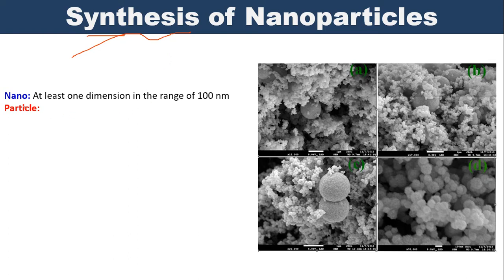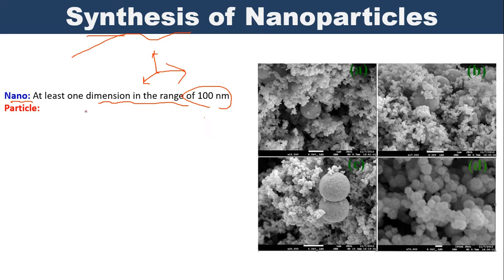So now let's see what nanoparticles are. We know nano is a word used for very small objects. It means that when you make something like nanoparticles or nanorods or any kind of material whose one dimension is at least in the range of 100 nanometers. For example, we are working in 3 dimensions, x, y, z, right? So at least one dimension of the object must be below 100 nanometers. That object you call nano.